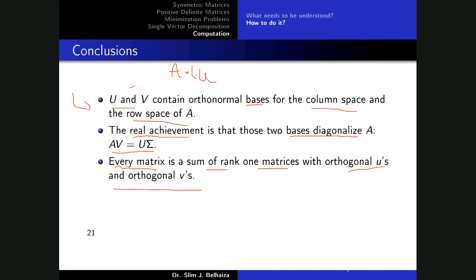Otherwise, hopefully you understand the content of the material. I shared the material with you. I posted it on the Blackboard. And I also posted the Python file for the complex matrix, eigenvalues, and eigenvector computation.